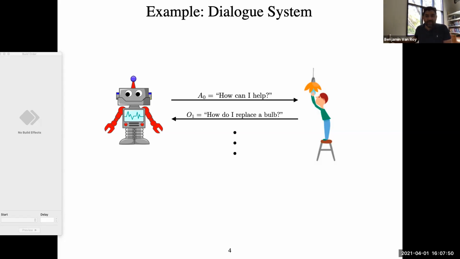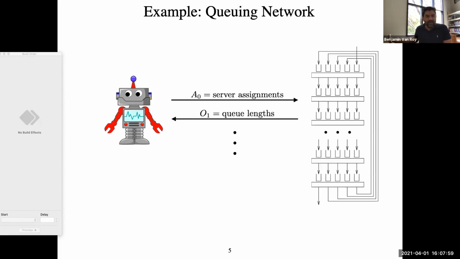Now, the environment could be many different things. In this case, of a dialogue system, with a human being talking to the agent. You could also imagine an environment that is in tune with a lot of the work done in your department here involving networking. You could imagine, for example, a queuing network where the agent is executing actions that assign servers to tasks, and the observations that come back inform the agent about queue lengths. Right, and such an interaction also fits this framework.